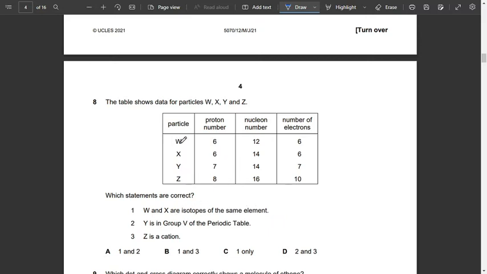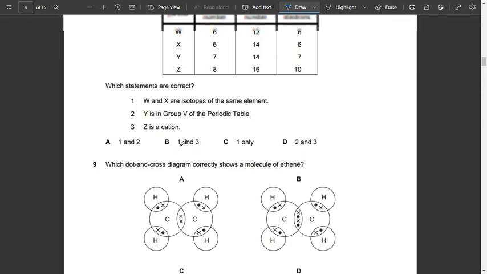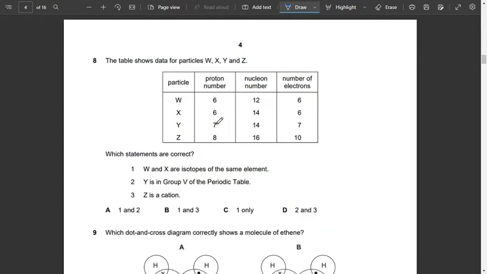Let's see what isotopes are. Firstly, let's avoid the table and look into what an isotope is. An isotope is something that has the same proton number but a different nucleon number and different neutron numbers. Hence, a different nucleon number, of course. Nucleon number, you can say, atomic mass and nucleon number. So let's see, W and X have the same proton number, which satisfies this. If we see over here, we have different nucleon numbers, so of course this is correct.